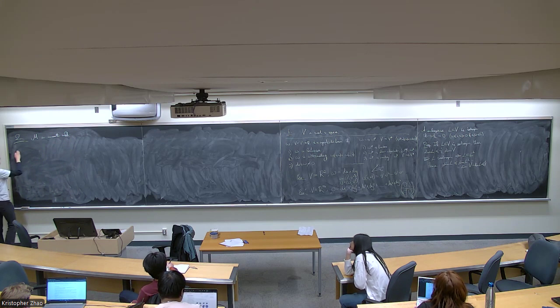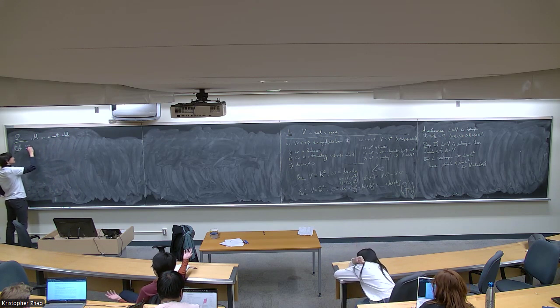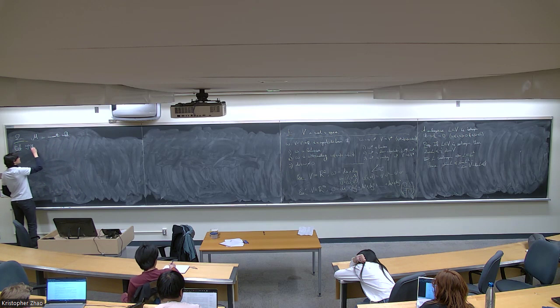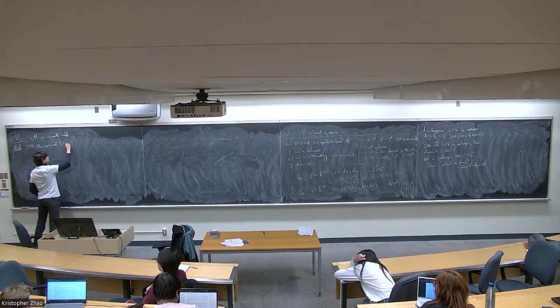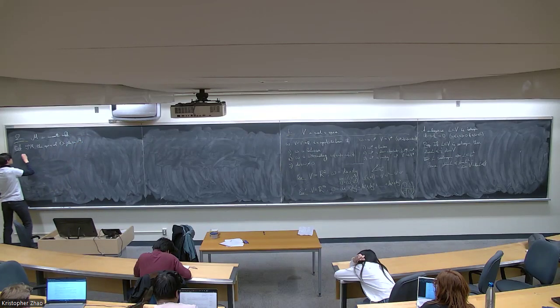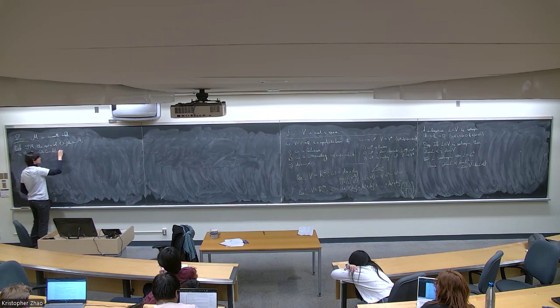I'm going to define a trivial object, J0 of M, what's also called the space or the bundle of 0 jets on M. It's just the trivial bundle M cross the real line.